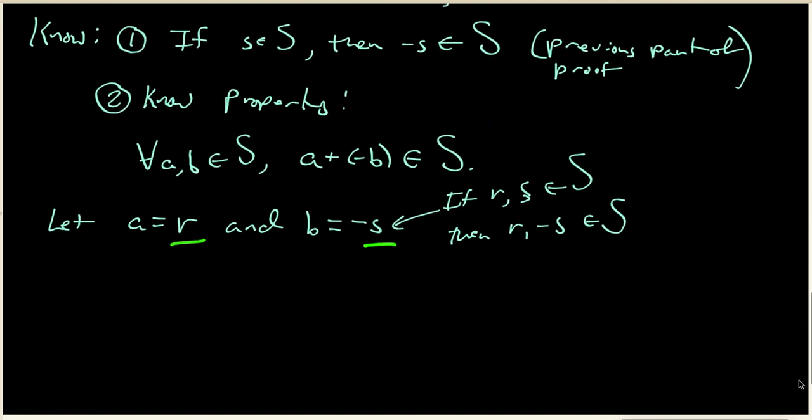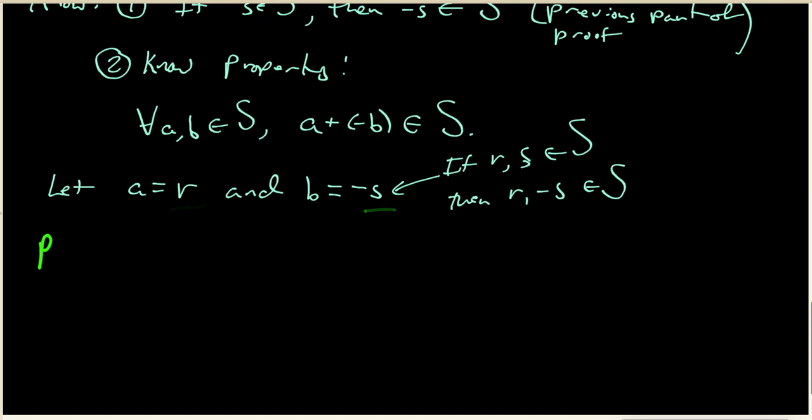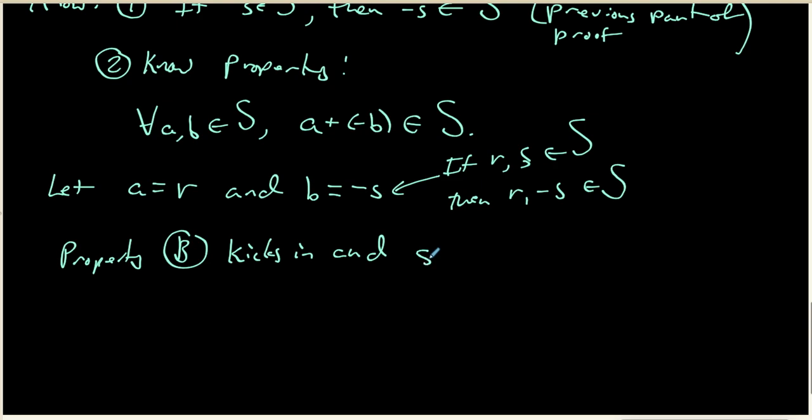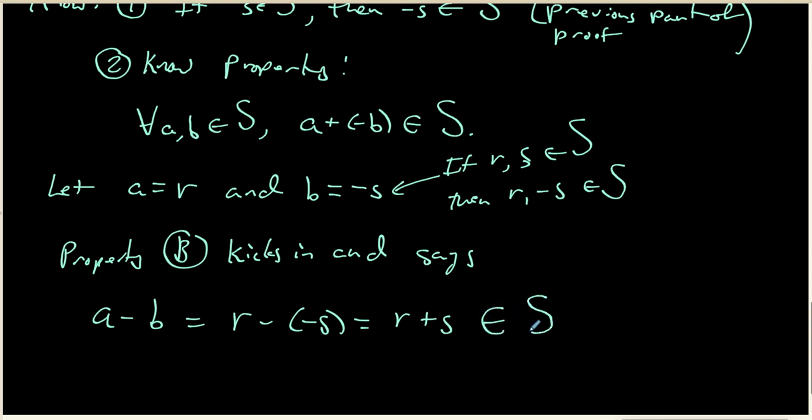And now property B kicks in. And it says that A minus B, which is R minus minus S, which is the same as R plus S, has to live inside S. And that lets me say that addition is closed on the set S.